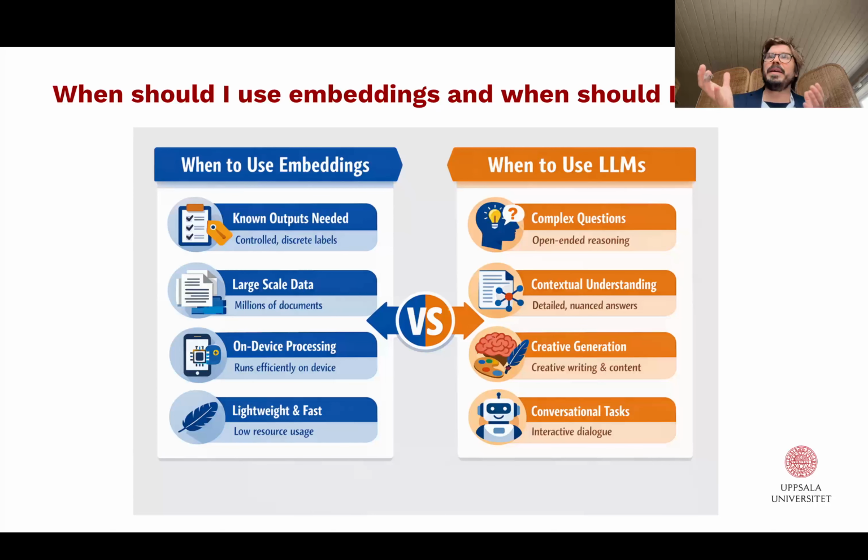Another good case for using embeddings is when we have a large-scale data set, right? So millions of documents. Of course, we talked about this earlier. For LLMs, there's a limit to the context, right?